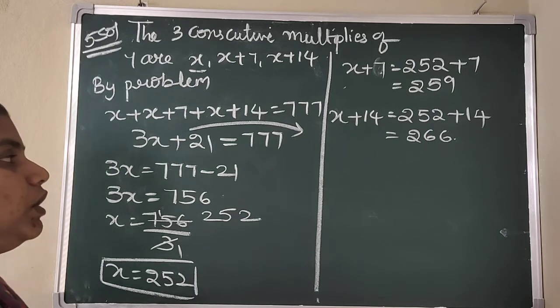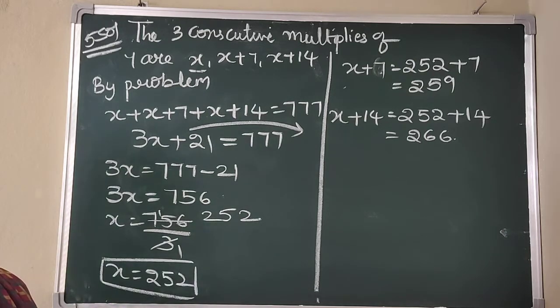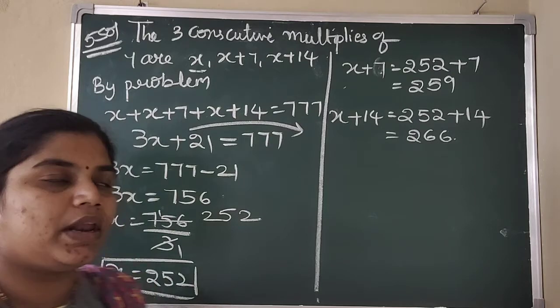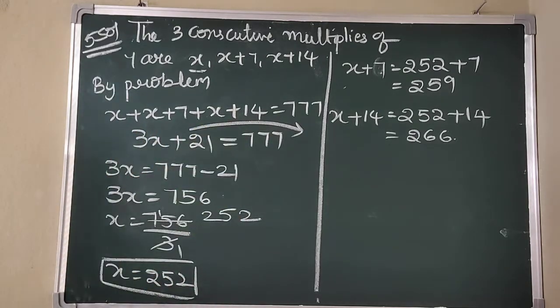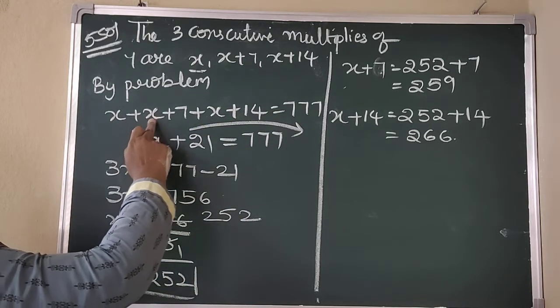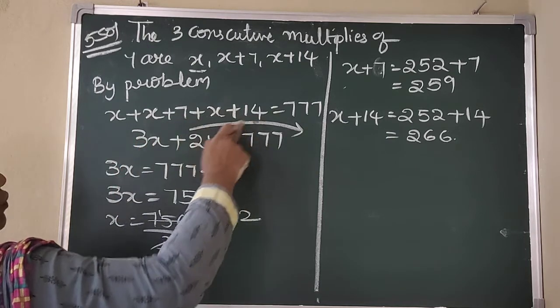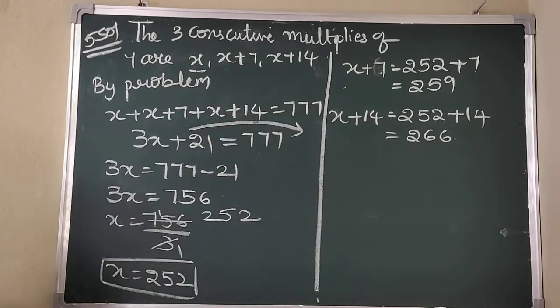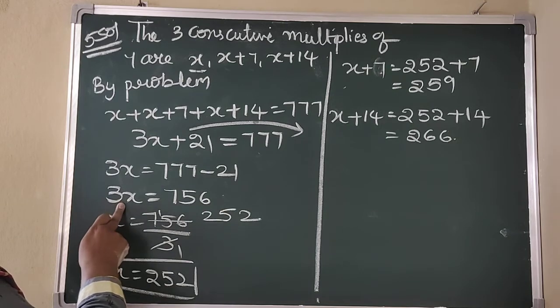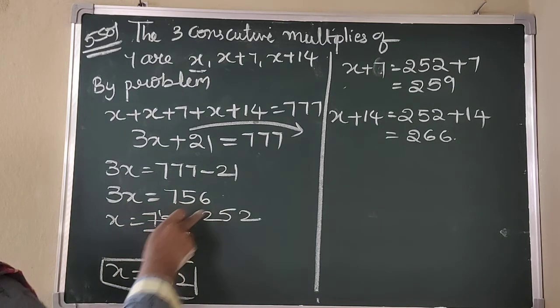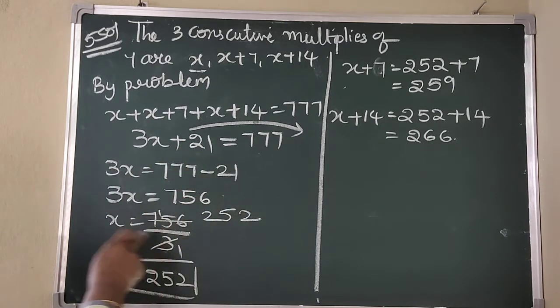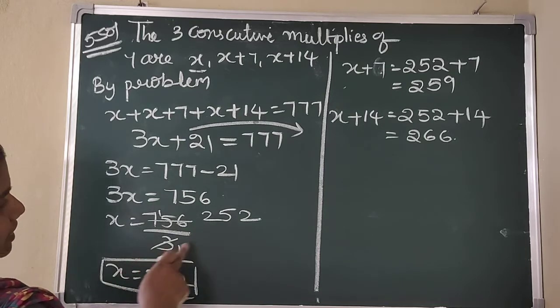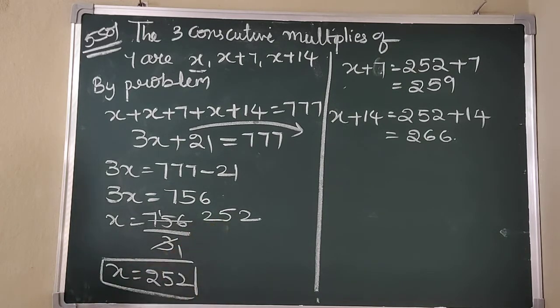If you add these 3 consecutive numbers, the result will be 777. So I am adding all the 3 values. x plus x is 2x. 2x plus x is 3x. 7 plus 14 is 21, equal to 777. Send this 21 to the other side, that will become subtraction. So 777 minus 21, so 3x will be equal to 756. If you take this 3 to the other side, that will become division. So 3 sevens are 21, 3 fives are 15, 3 twos are 6. So x value you got as 252.